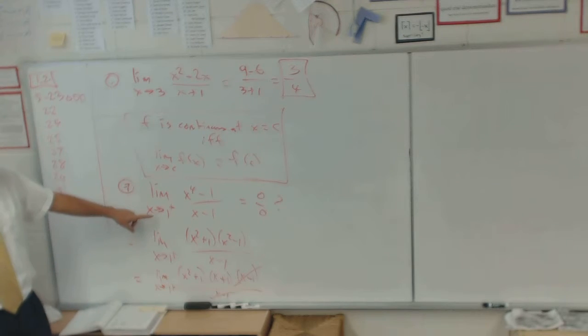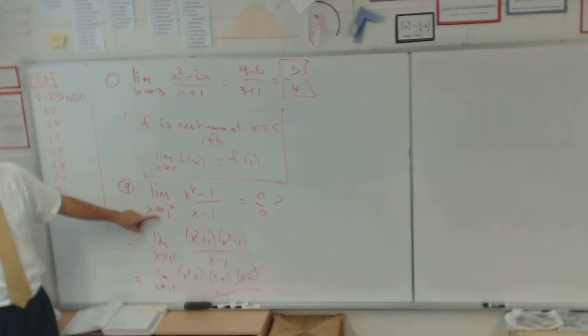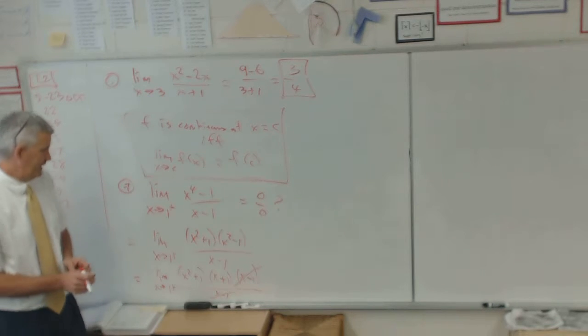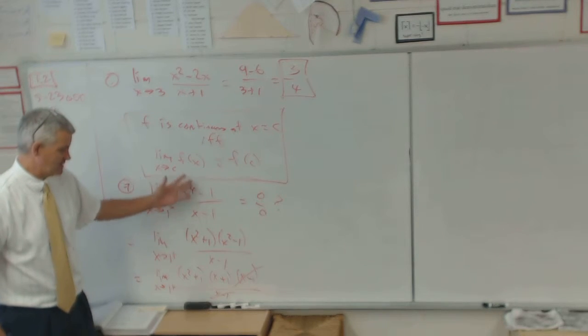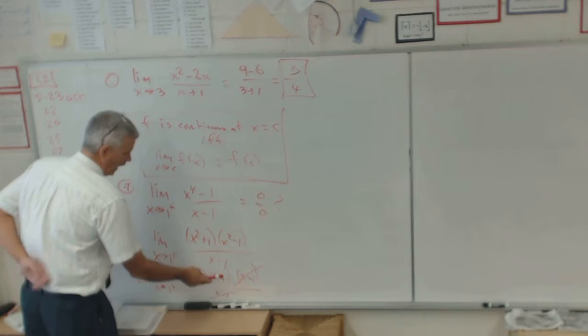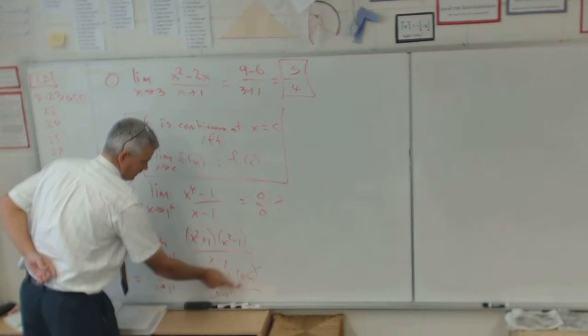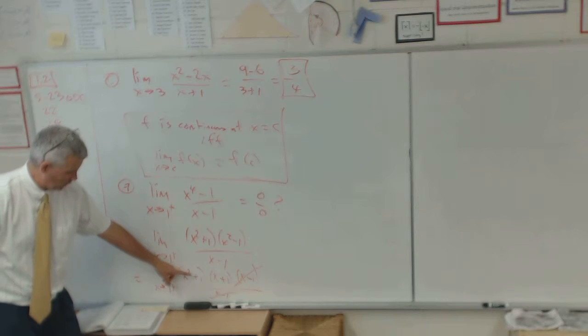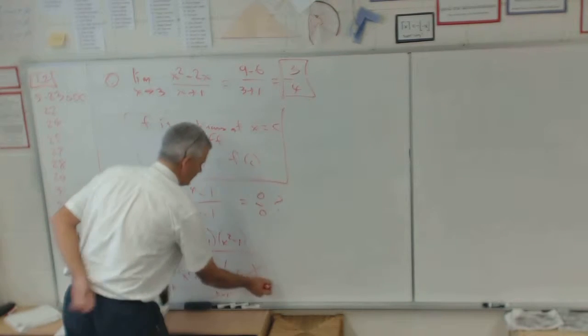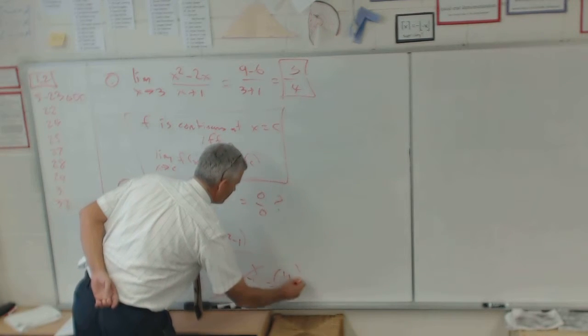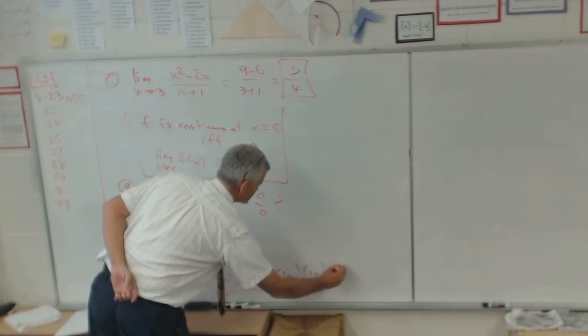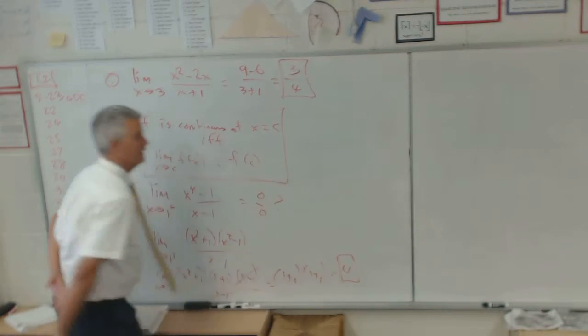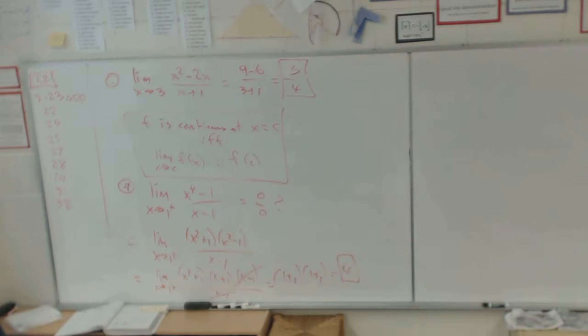Now notice, we're approaching 1. When we're at 1, it's not in the domain of this function. But when we're not at 1, this x minus 1 cancels. And now I can plug in, and I get 1 plus 1 times 1 plus 1, which is 4. The answer to that problem is 4.